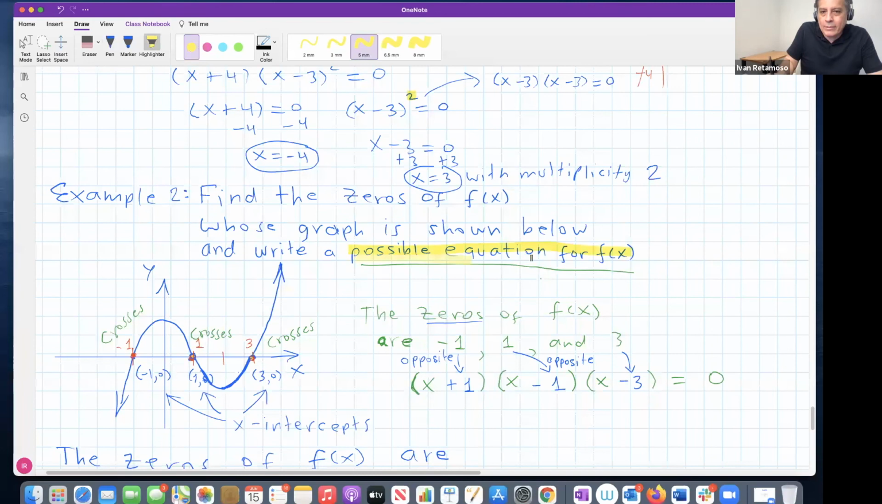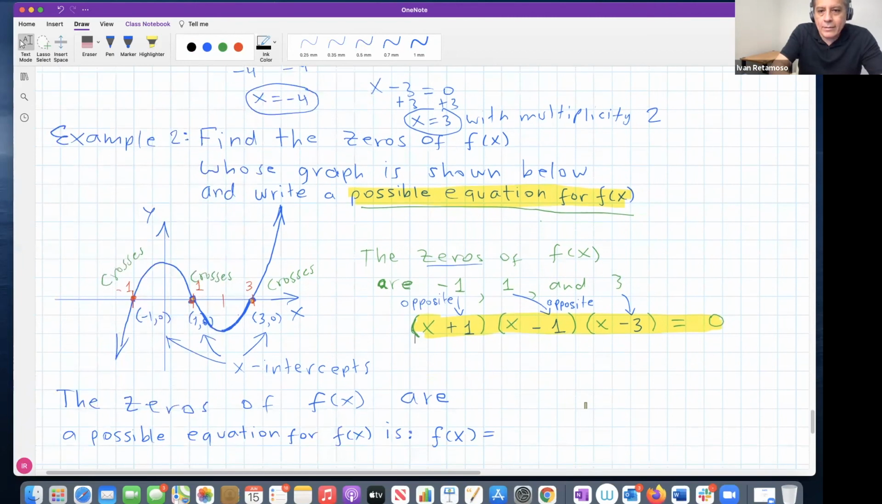We say possible equation because there can be others. For example, if you multiply this by 2, that is another equation, right? But the simplest is probably this. That's why they are asking for the possible equation. Take the opposites of the zeros to construct your possible equation, right? That's the idea here.